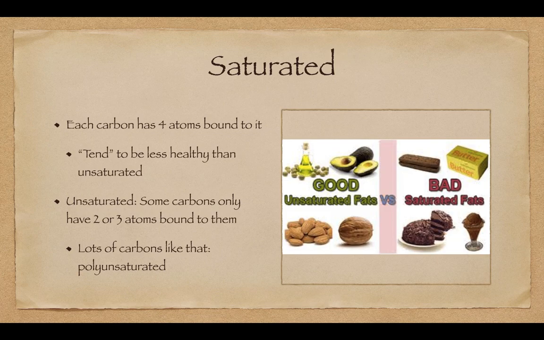So in a fat or a lipid, you can have saturated or unsaturated. If each carbon in that fat has 4 different atoms bound to it, they are referred to as saturated. And from a nutritionist standpoint, those tend to be less healthy than unsaturated fats. In an unsaturated fat, some of the carbons only have 2 atoms bound to them, or maybe 3 atoms bound to them, and they tend to be a little healthier for you. If lots of carbons have 2 or 3 atoms bound to them, then they become polyunsaturated.